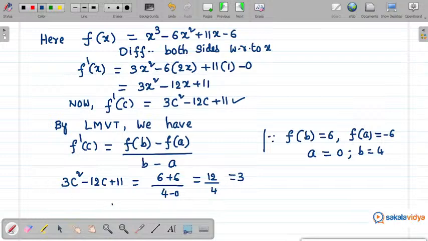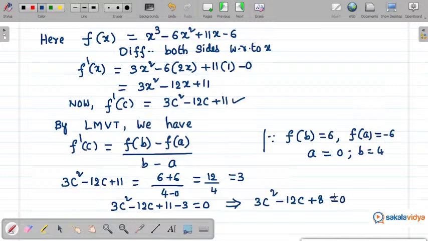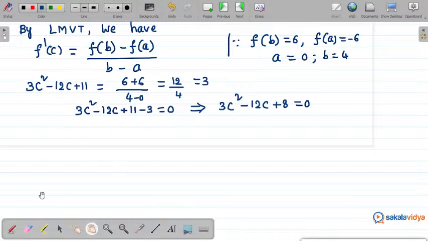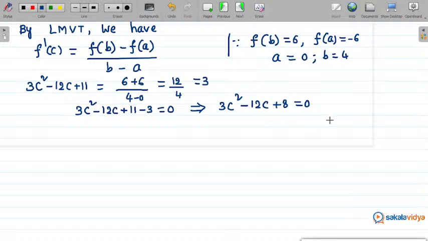So now bring 3 to this side, you get 3c square minus 12c plus 11 minus 3 equal to 0. That implies we get 3c square minus 12c plus 8 equals 0. Now we need to solve this quadratic equation in terms of c. Comparing with ax square plus bx plus c equal to 0, we apply the formula method: c equals minus b plus or minus root of b square minus 4ac, by 2a. This is the quadratic formula.